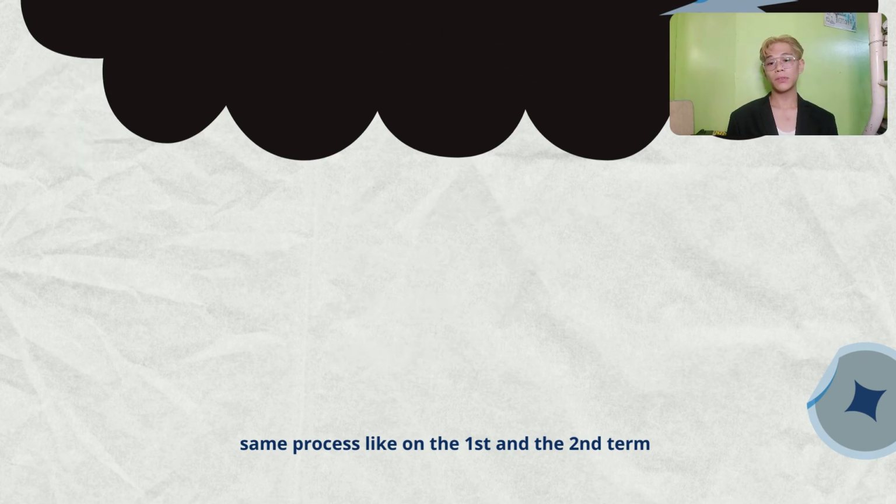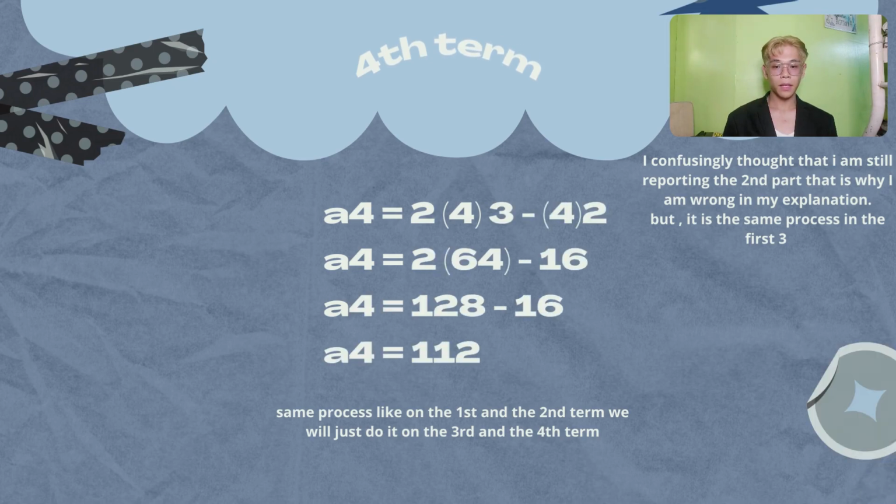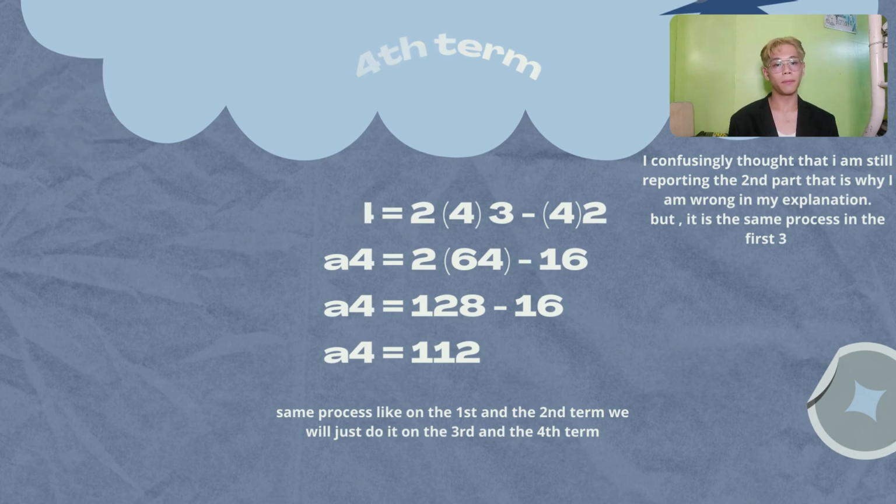And proceeding to the fourth term, it will be a4 is equals to 2 times 4 raised to the third power minus 4 raised to the second power, and we're going to subtract, and it will result in 16 minus 4, and it will give us an answer which is 12, and that is the final answer for the fourth term.